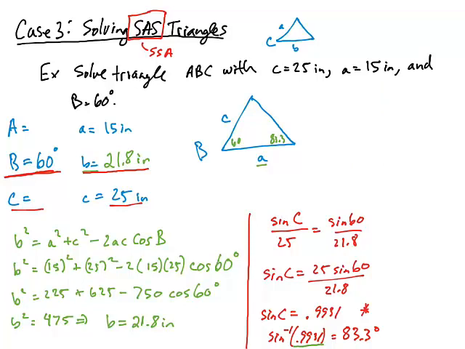Alright, so we'll put the 83.3 degrees in here for angle C, and then at that point, once we have two angles, we know that all three angles must add up to 180, so I can just subtract from 180 and we get 36.7 degrees, and then we have solved for the triangle.